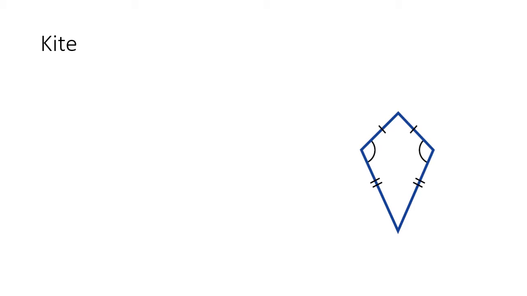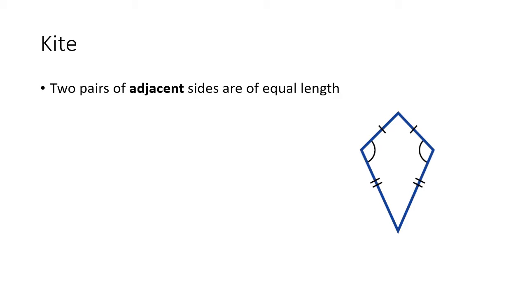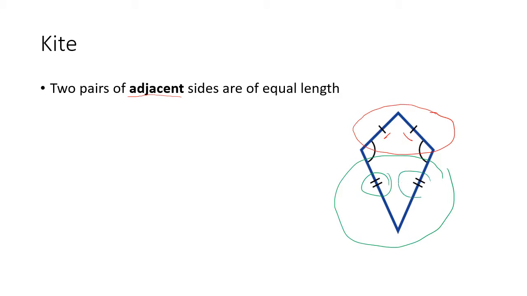A kite is another irregular quadrilateral. We've got two pairs of adjacent sides of equal length. We used the word adjacent previously, and adjacent just means next to. So we think about pairs of sides that are next to each other. These two sides here are adjacent, and we can see that they have an equal length. And then down here these two sides are adjacent, and they also have equal length.